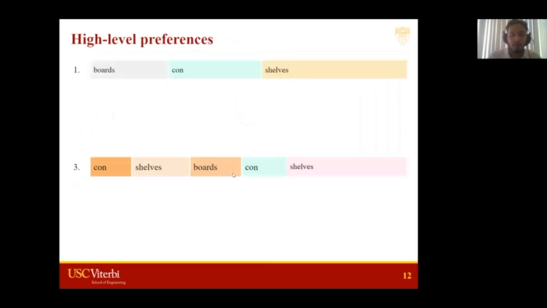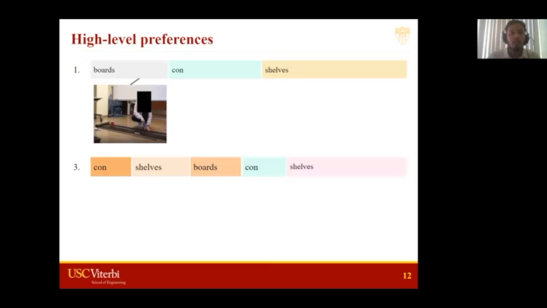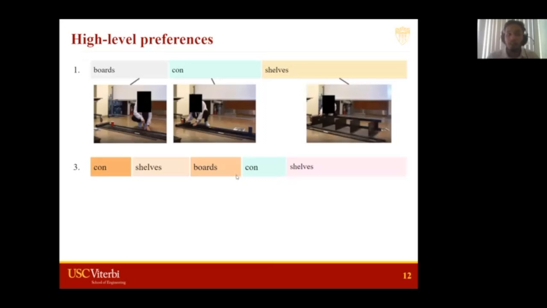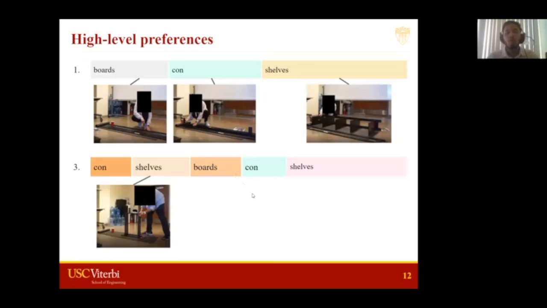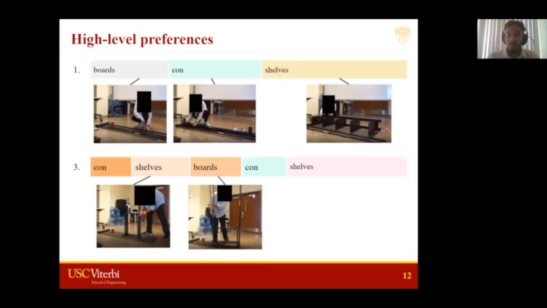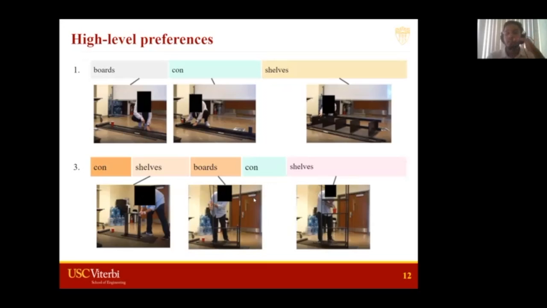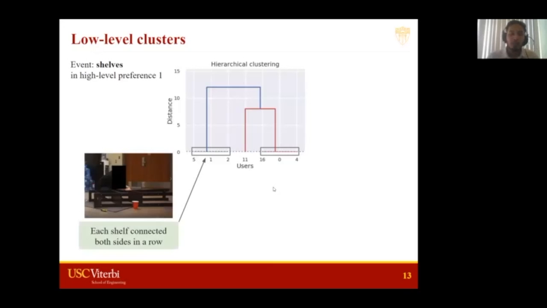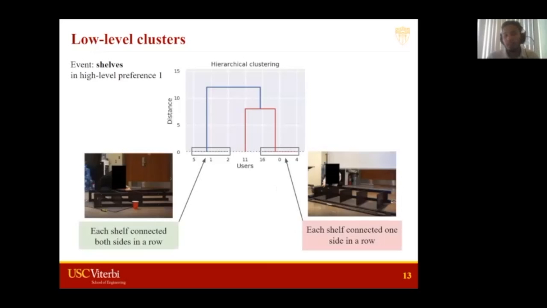So the first high-level preference, 7 users performed an event of connecting the boards first, then the event of connecting all the connectors second, and lastly the event of connecting all shelves in a row. Whereas for the third high-level preference, users first performed the events of connectors and shelves to form this lower half of the bookcase, then attached the boards, and then finally connected the shelves to complete the top part of the bookcase. We also saw that in the event of connecting all shelves in a row, users had low-level preferences, where some users connected each shelf to boards on both sides at a time, and other users connected each shelf to one side of boards at a time.